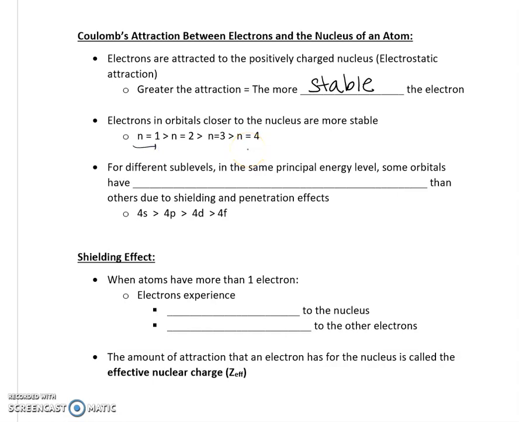Now, for different sublevels, and if you're in the same principal energy level, and so here I have an example with 4, so it would be n = 4 here. N = 4. Some orbitals have a low or a lower energy, and they're more stable than the others because of shielding and penetration. So our 4s would be more stable than our 4f.